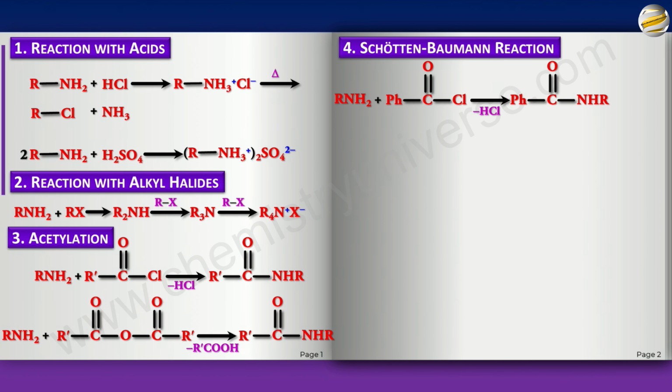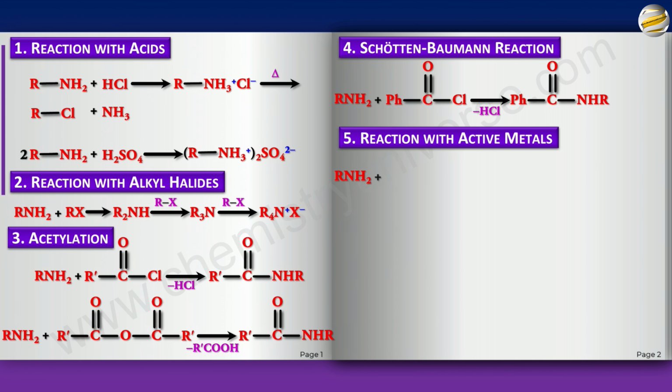Then of course, being RNH2, you have acidic H, so you can have reaction with active metals. They form salts with highly reactive metals like sodium, with evolution of hydrogen gas. Of course, you get a hydrogen atom, and then hydrogen atoms combine to form hydrogen gas.